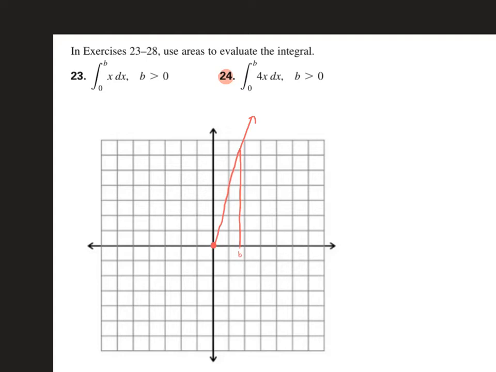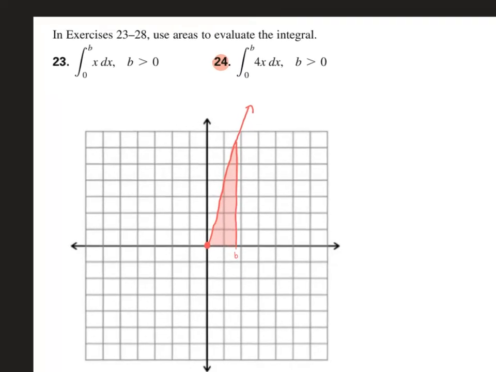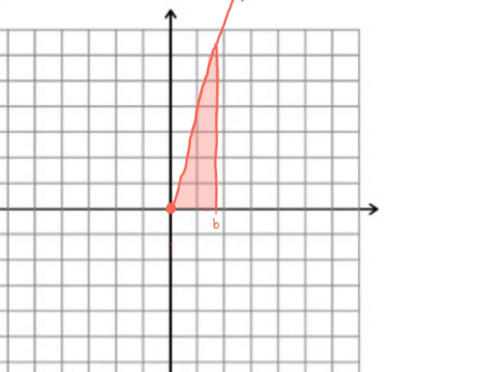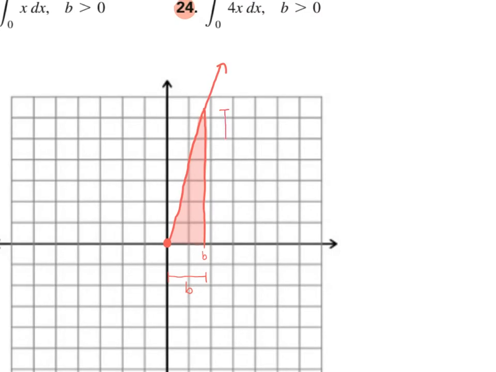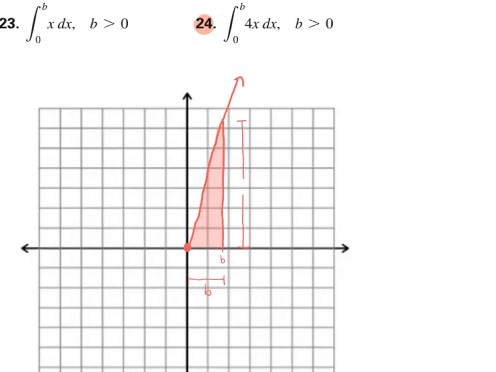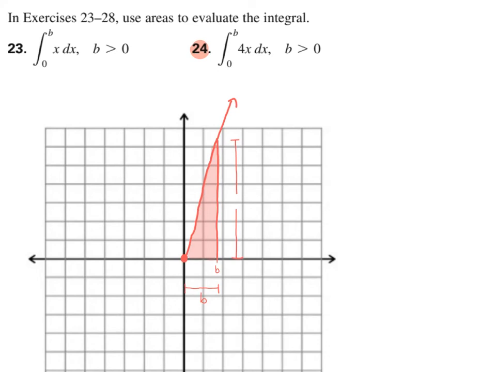So we still want to find this area, just like those other problems. Conceptually, this is the exact same thing as the previous problems, but I know it's a little weirder. So this distance here, that's b. And then what's this distance here? That's the thing that I think people made the most mistakes on. It depends on what b is. That height is whatever you get when you plug b into the function. So that height is 4b.